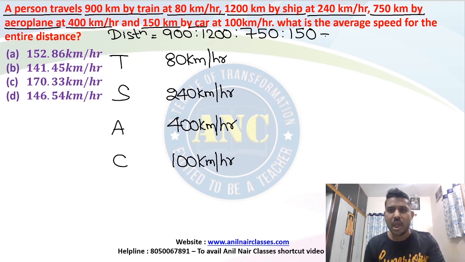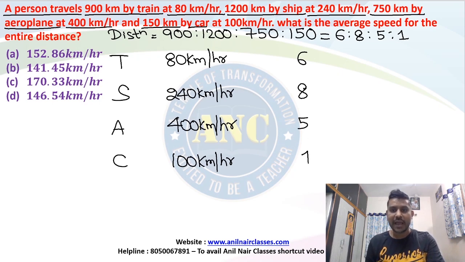Now first of all, what is the distance ratio? All the four values, 900, 1200, 750, 150 are all multiples of 150. 900 is 150 into 6. 1200 is 150 into 8. 750 is 150 into 5. 150 is 150 into 1. So the distance ratio is 6 is to 8 is to 5 is to 1. I hope you are clearly understanding whatever I am trying to write here. Distance ratio is 6 is to 8 is to 5 is to 1.